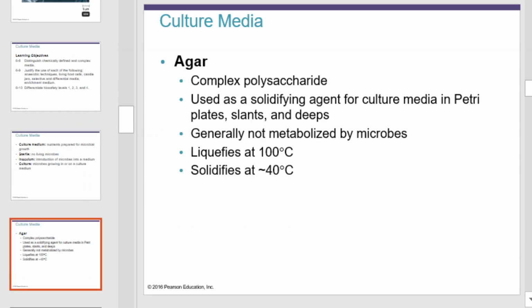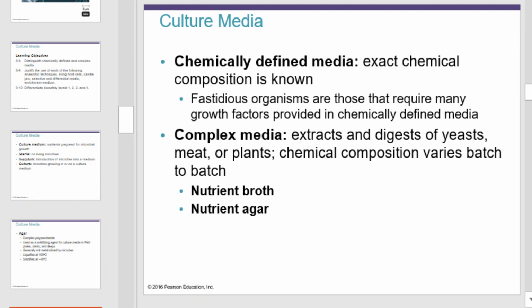The material that we choose more often than not for a culture medium is agar. Agar is a complex polysaccharide used as a solidifying agent for a culture media in a petri dish, plates, slants, and deeps. It's generally not metabolized by microbes, liquefies at 100 degrees Celsius, and solidifies at about 40 degrees Celsius.